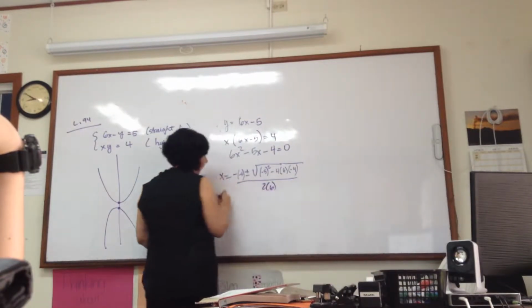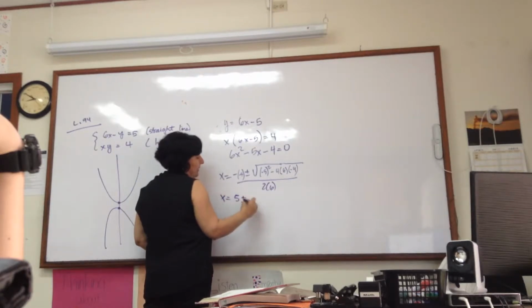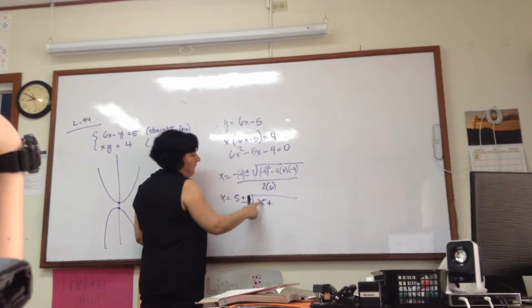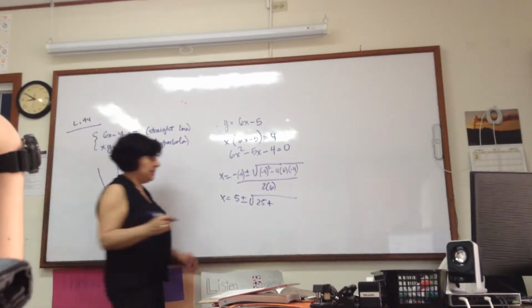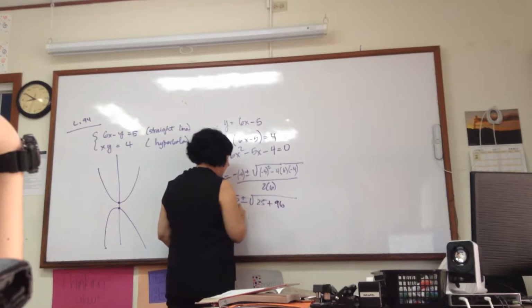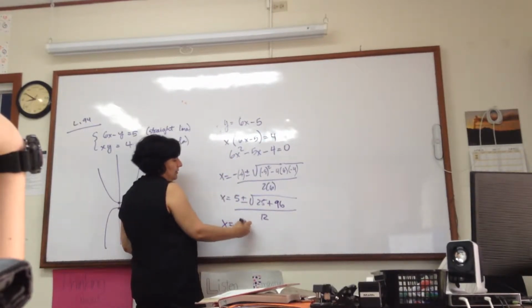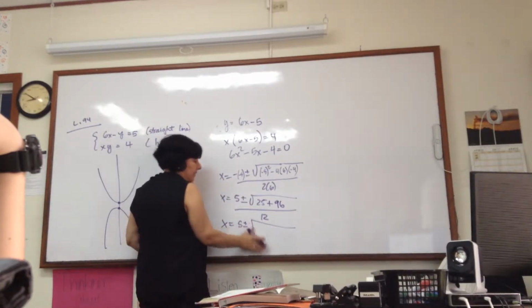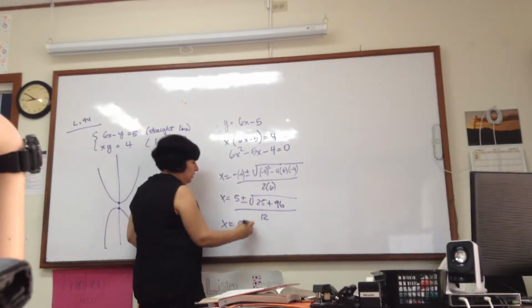So if I do this, I have 5 plus or minus the square root of 25 plus 96, which is 16 times 6. 25 plus 96 is 121, and this would be 11. So 5 plus or minus 11, over 12.